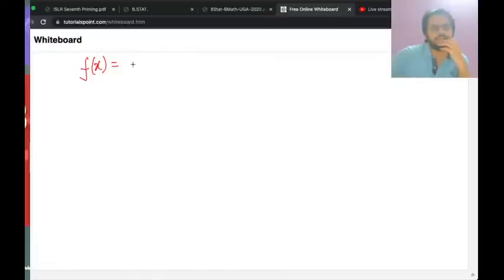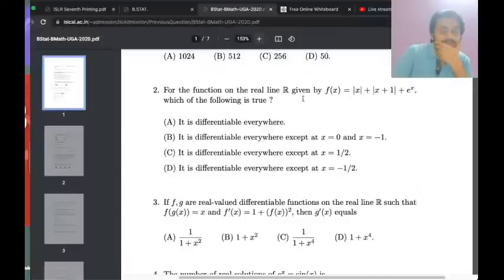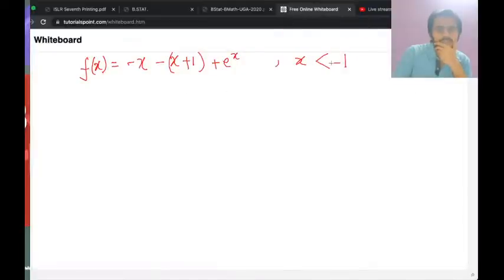So the first is minus x minus (x + 1) plus e^x, and this is when your x is less than minus 1, right? Yeah, because I'm in the negative territory for these two things.